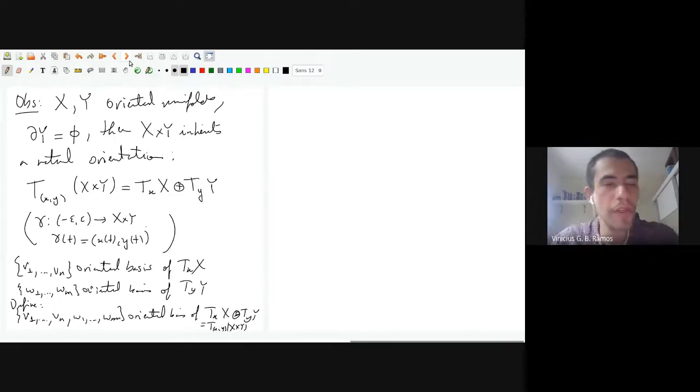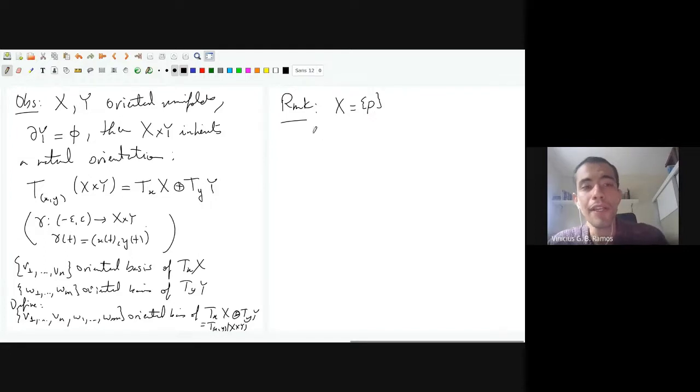Oh yeah, a little remark is that you could also do this when X or Y is a zero-dimensional manifold, and that's kind of what we did in the example of 0, 1. So say that X is the point P, which is just a zero-dimensional manifold. This could be said for Y too. Either X or Y is a zero manifold. Then what happens to X times Y?